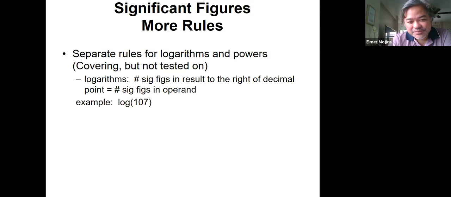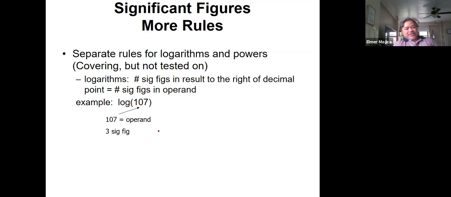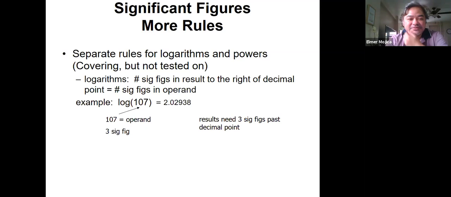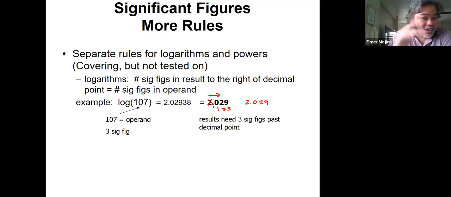Example, log 107. So 107 there, that's the operand. That means you have three significant figures. So you have to write your final answer in three significant figures. Now remember, where is the one that is significant? The one to the right side of the decimal place. So that means 1, 2, 3. This is not significant. So that's for the logarithm.